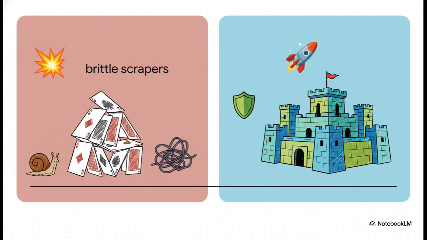The difference is really night and day. On one side, you have your brittle scraper. Think of it like a house of cards. It's hard-coded, it's slow, and the second a website changes a tiny little thing, the whole thing comes crashing down. But a production-grade scraper? That's built more like a fortress. It's configurable, it's fast, and it's made of resilient, testable parts. It's a huge leap from just a script to a serious piece of software.